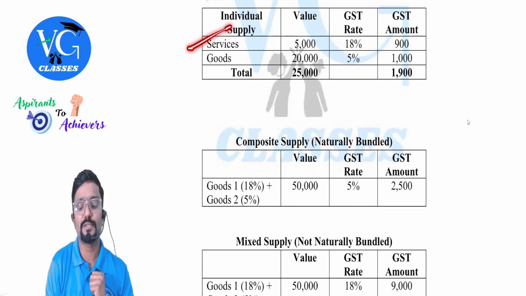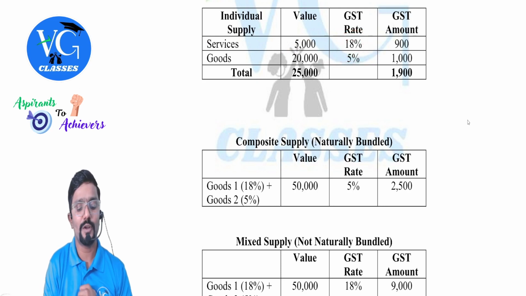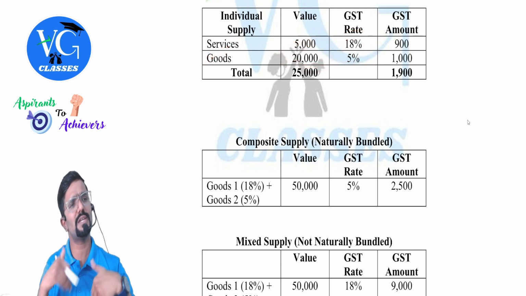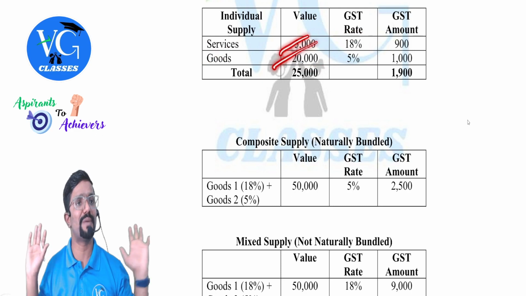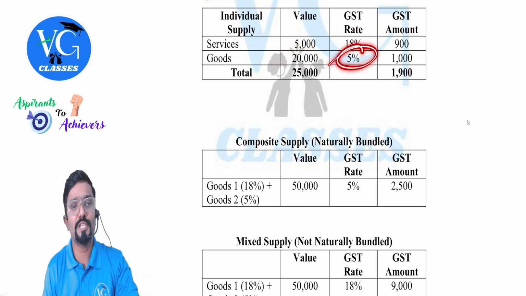Same way, one more example. Assume, guys, a service is supplied for 5000 on which GST is 18%, and goods are supplied for 20,000. They are both supplied together, but for separate prices, not for a single price. On this, GST is 5%.